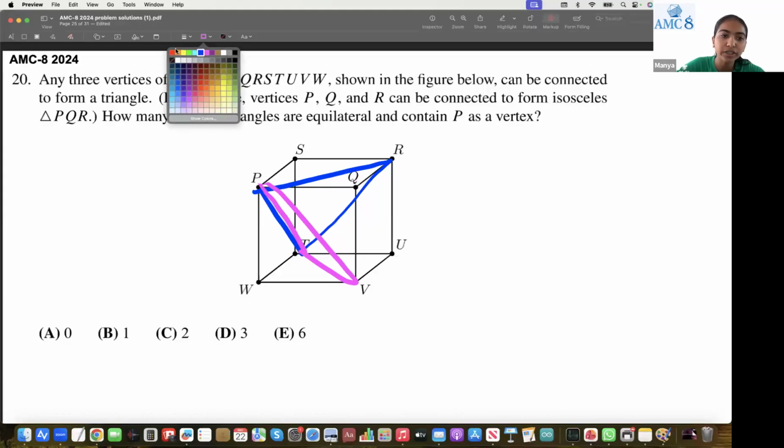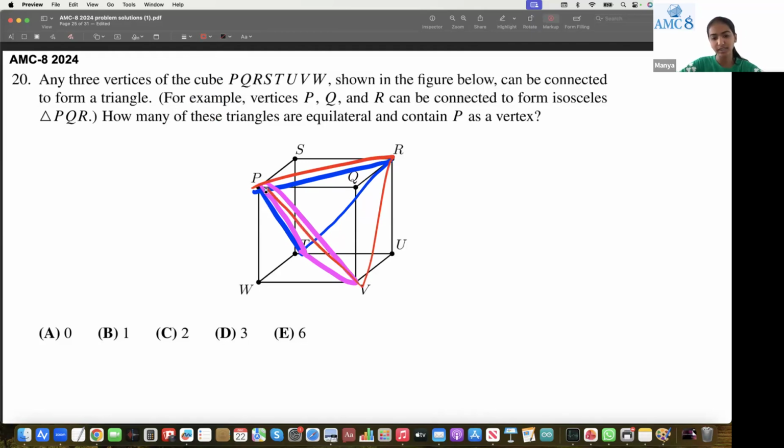And another way to do this is we can go from P to R to V to P. Now this looks like an equilateral triangle. We don't even need to visualize this. This looks very much like an equilateral triangle. So if we draw this, I think the hardest one would be the blue one over here from P to T to R.